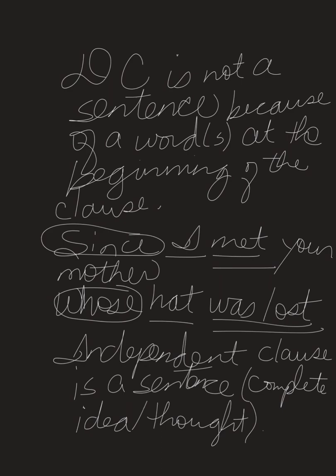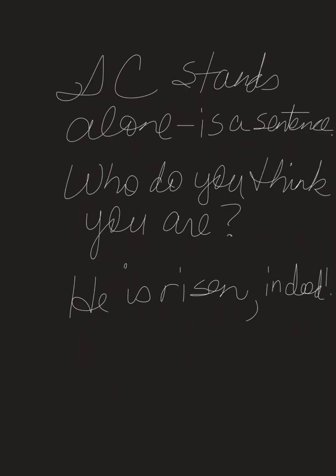Also, look at it. Hat is your subject. Was lost is your verb, your predicate, okay, your simple predicate, your verb phrase. But we have a word at the beginning of this, whose, which makes it not able to stand alone and put a period after it, okay? Finally, for this section of information is the independent clause, okay? An independent clause is a sentence. It is a complete thought. It's a complete idea, okay? It can stand alone. So the last slide for this section, go ahead and go to the next slide, okay?